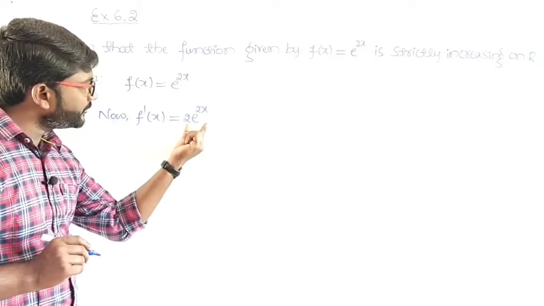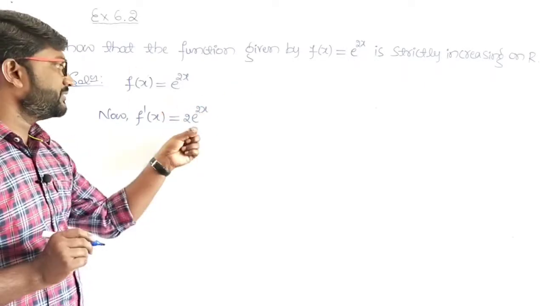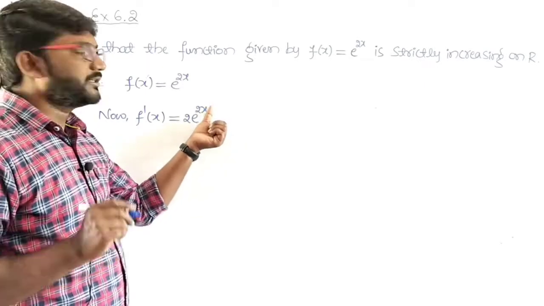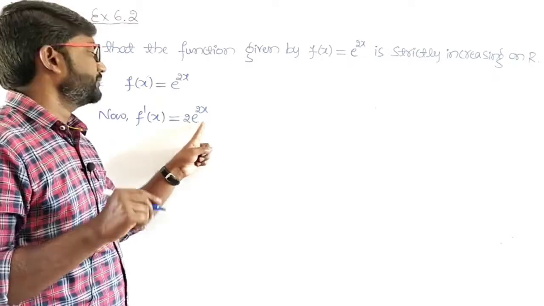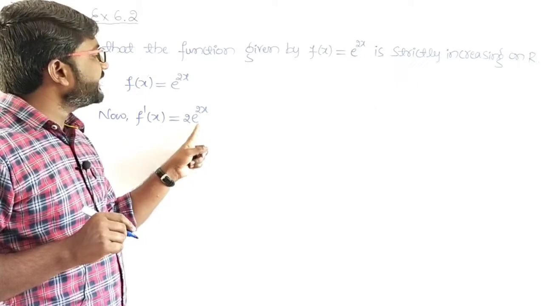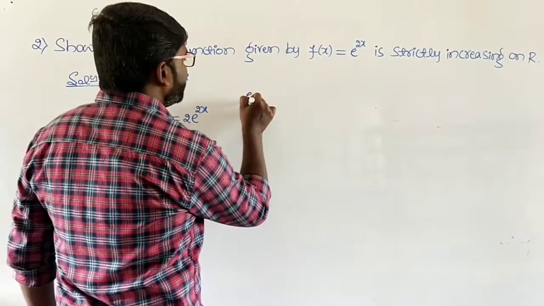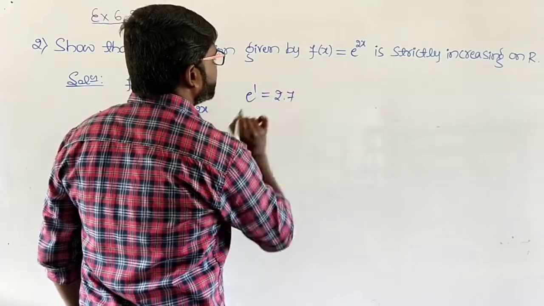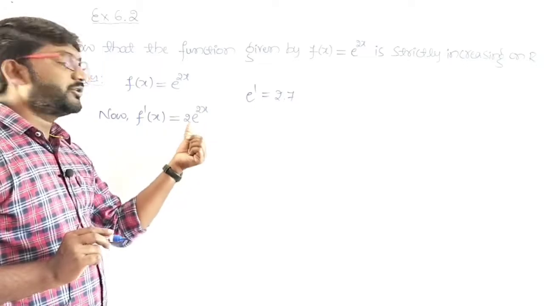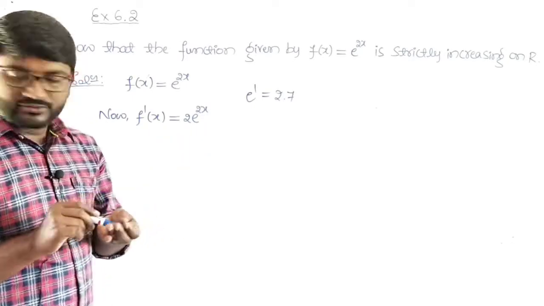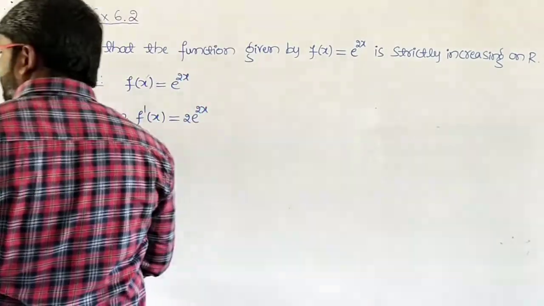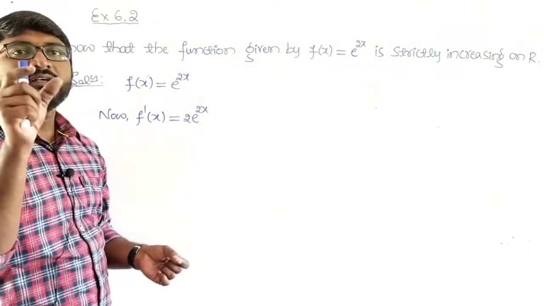This is going to be greater than 0 for all real numbers because it is an exponential function. If you take x as 0, it becomes e power 0, which is 1, and 1 into 2 is 2, which is greater than 0. If you take x as 1, it becomes e raised to 2, and e is approximately 2.7, so 2.7 into 2.7 into 2 is greater than 0. So overall, for all real numbers, 2 times e raised to 2x is greater than 0. That means it is strictly increasing on all the real numbers.